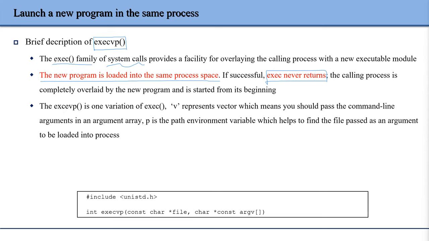So basically, execvp is one variation of exec. Here, the v represents the vector, which means once we want to input the parameters for execvp, we could use a vector to deliver the parameters. And also the p means it uses the PATH environment variable, which means once we want to invoke exec, we could use the p to find the file passed as an argument to be loaded into the process. So different from plain exec, execvp could find the file and also know all its parameters by the vector.